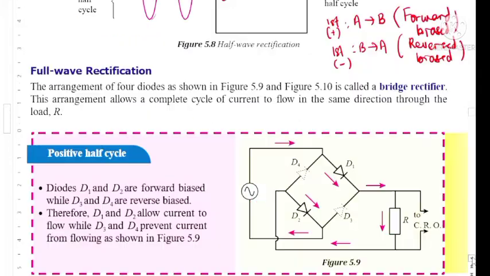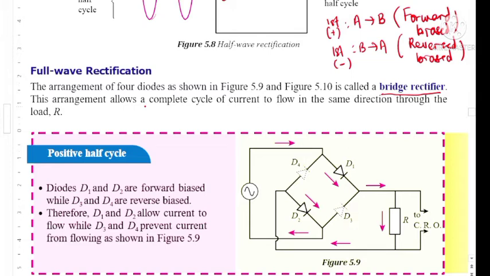Let's look at the full wave rectification. Arrangement of 4 diodes is called bridge rectifier. This arrangement allows a complete cycle of current to flow in the same direction through load R. You look at the circuit. For the input, direction of current keep changing every half cycle. So this is the first positive. This is the first negative. Let's look at the current flow in the first positive direction.